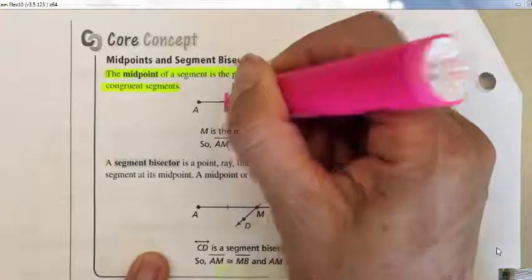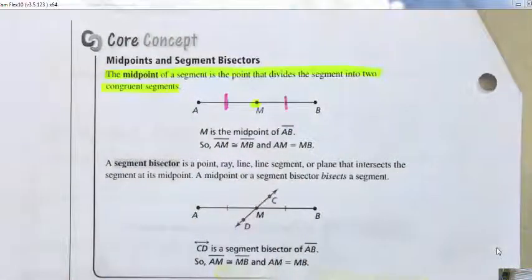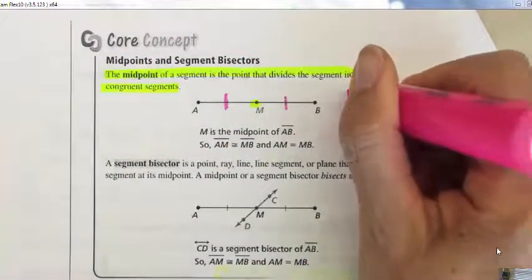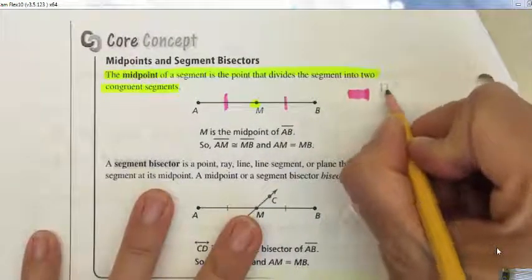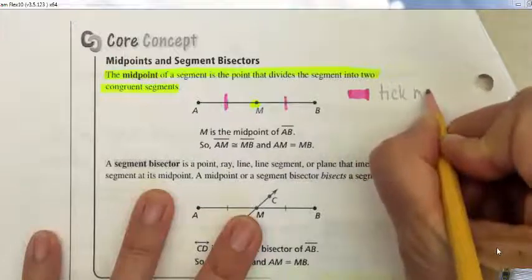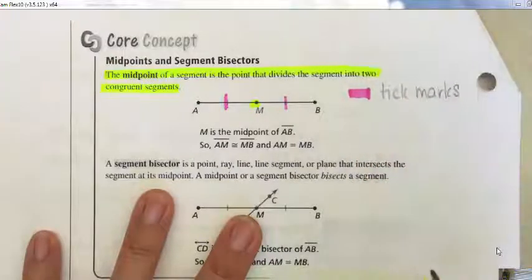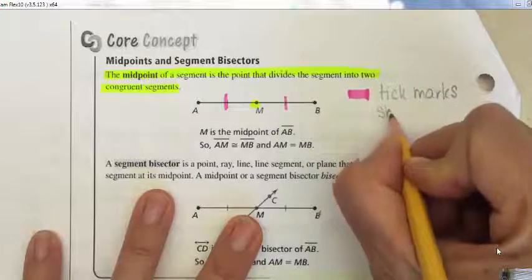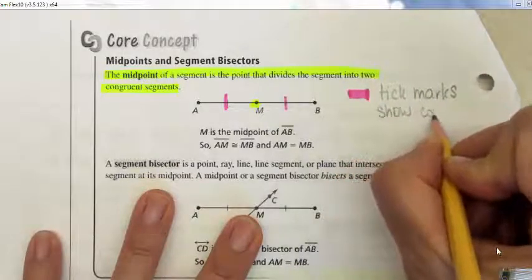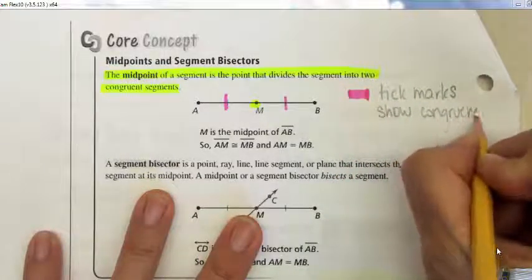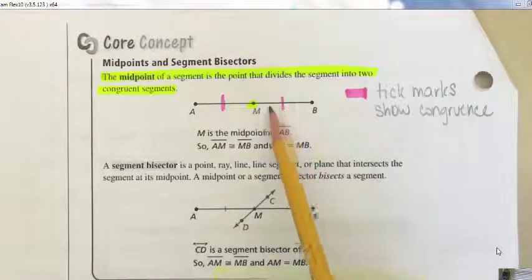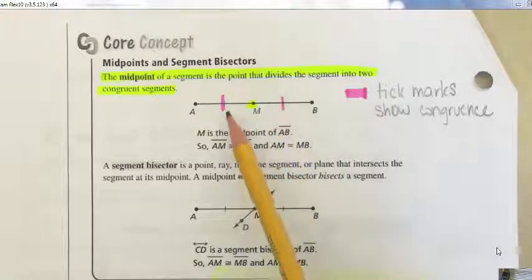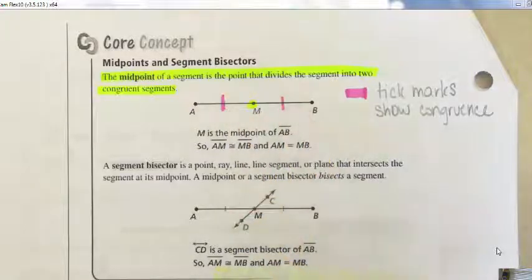These pink things, I'm going to highlight them in pink. These are basically what I call tick marks. I'm going to do a little key over here. So I call these tick marks, and they show congruence. So if things are congruent, they're going to have these tick marks. Congruent means that they're the same length. Sometimes they might have two tick marks or three tick marks, but it basically means that they are the same length. They are congruent.